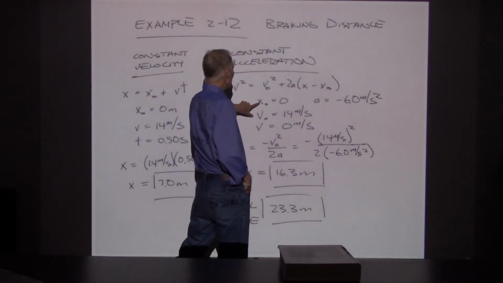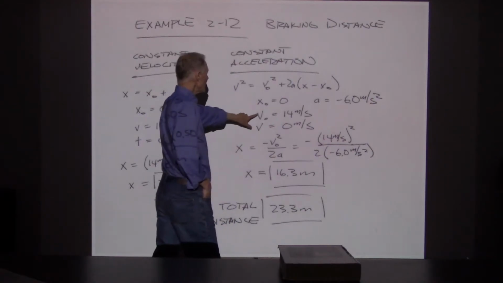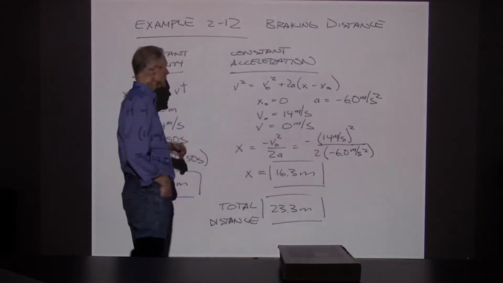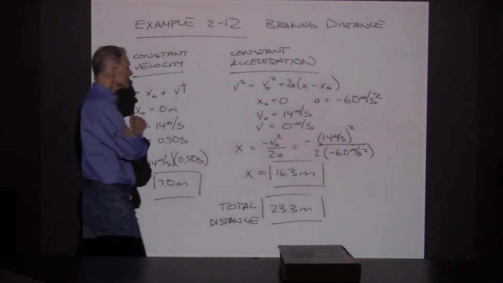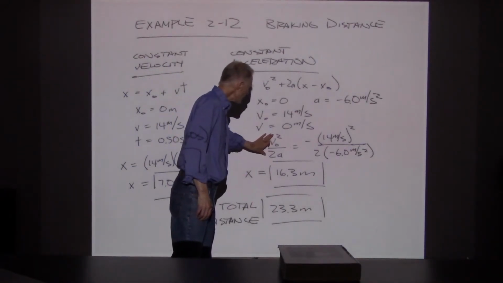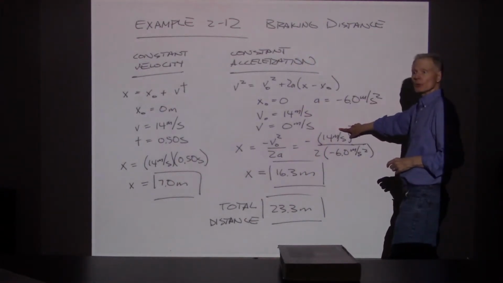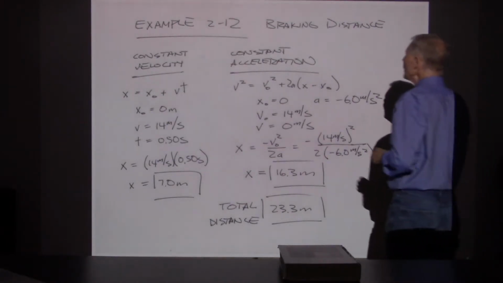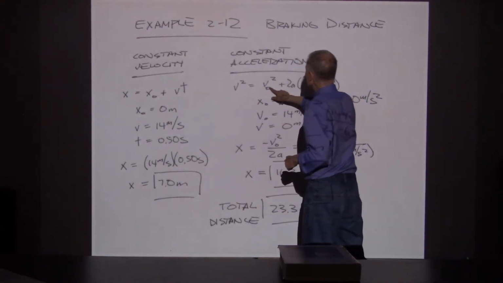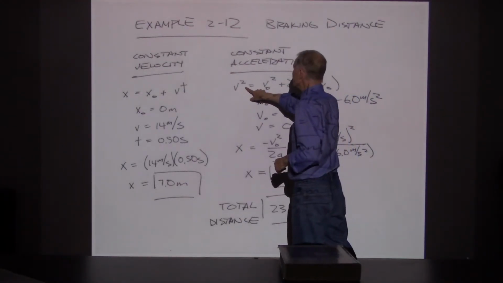I put in the x naught is equal to 0, and I put in the acceleration of -6. I put in the starting velocity, this time is 14. It's the ending velocity that's 0. So I solved that equation for x, put everything in algebraic form, and then I started substituting in the numbers. And I think that's the best approach. Don't put numbers in right away. I would not put numbers in. I'm going to encourage you not to put numbers into that formula yet.